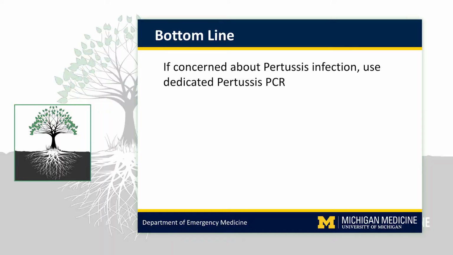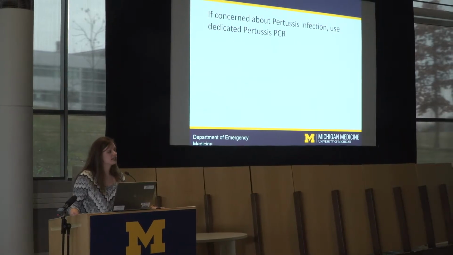So the bottom line, if you're concerned about pertussis infection, use the dedicated pertussis PCR. And only use RPAN if identification of other specific targets will change your clinical management, such as mycoplasma or influenza, since all others do not have a specific treatment.